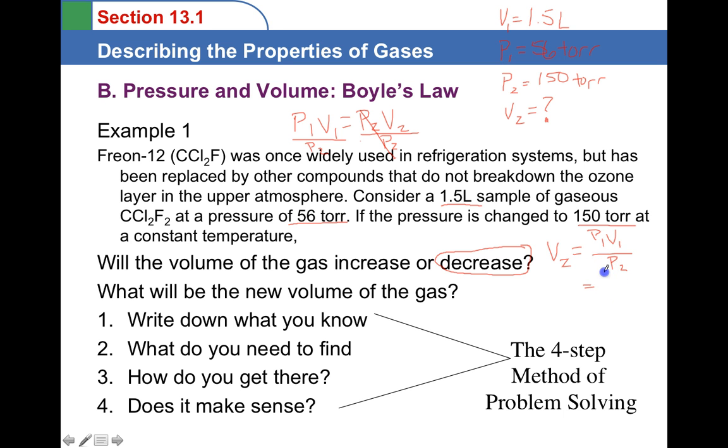So P1 is 56 torr. Okay. V1 is next, and that's 1.5 liters, and you can't see that when I go into the dark, but that's 1.5 liters. And then P2 is 150 torr. Okay, now the torrs on top and on bottom are going to cancel, and we're going to end up with 0.56 liters. Now, does it make sense?